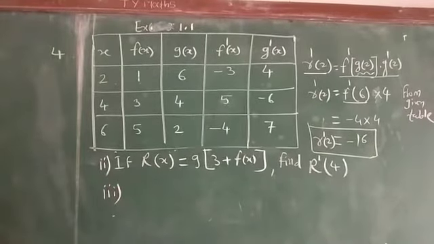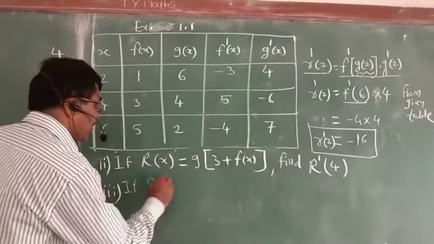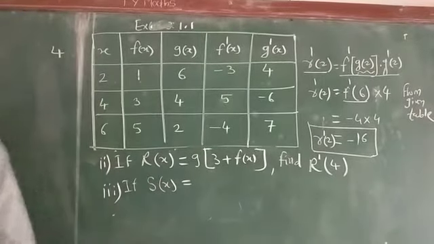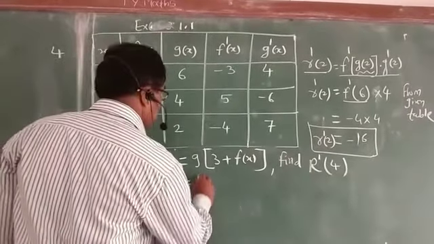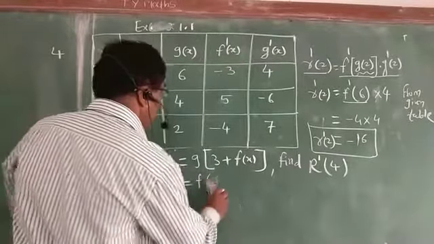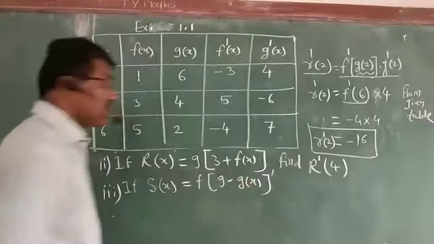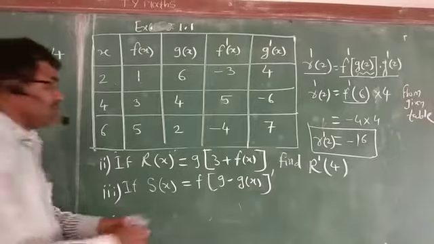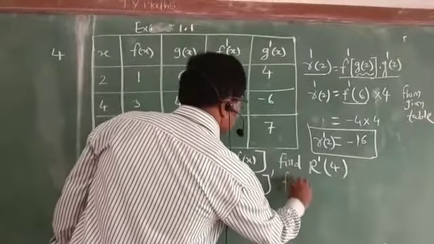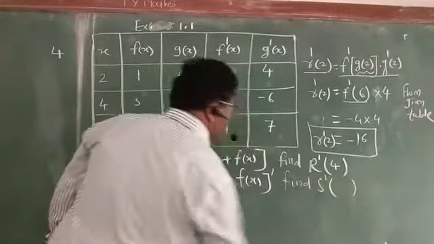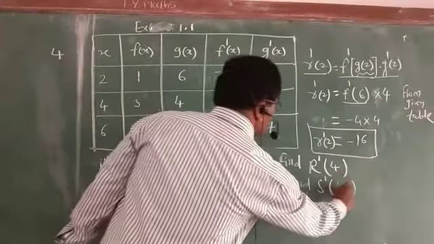Example number 3. If s of x equal to f of 9 minus f of x, find s dash of 4.